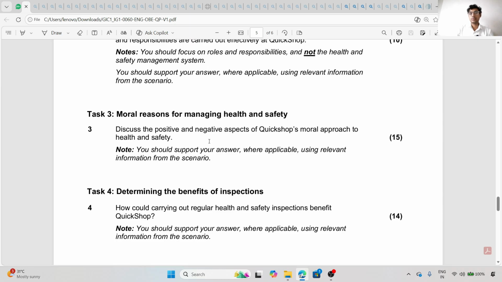In the quick shop, you should have to mention the moral reasons that they were maintaining for health and safety, like the moral obligations, moral ethics, good practices, humanitarian practice that they were doing. Those positive things are also there, so you should mention that, and here negative things are also being asked. So you should find out in the scenario and write down both.